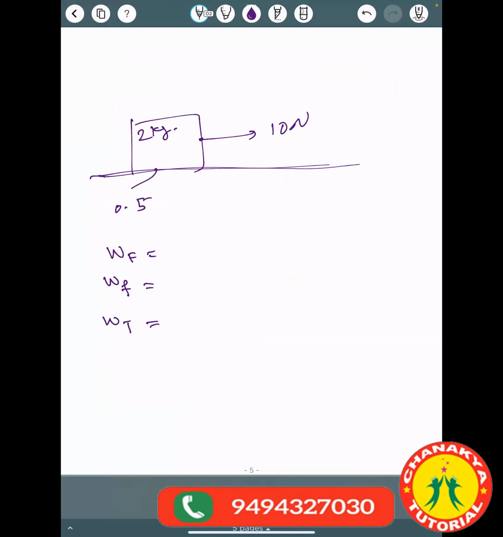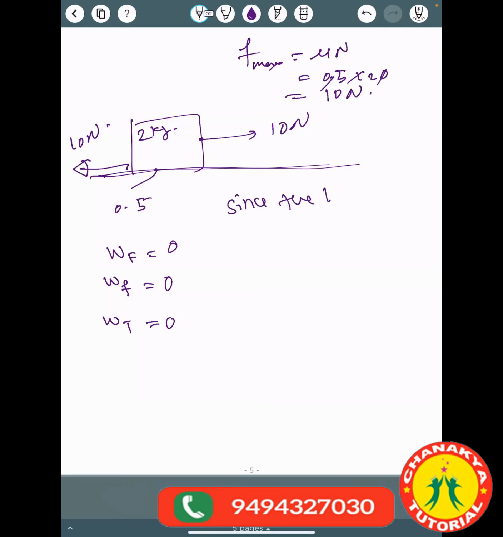First, we have to check whether this block will move or not. So what is the maximum friction value? Mu into N, correct? Mu is 0.5, N is mg, that is 20. So this cancels, 5 into... 10 Newton. So exactly it is balancing, right? 10 Newton. So work done by F is also 0. Work done by friction is also 0. Total work done is also 0, because the block is not moving.